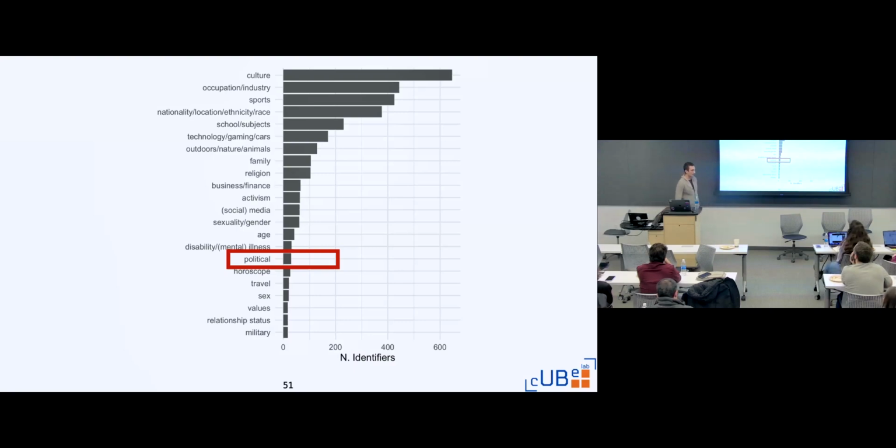I have thoughts on whether or not that's the case, but I think nonetheless, at least only a very small subset of our population had any sort of explicitly political identifiers. I think it was 99.6% did not. Question? Did you do clustering on these identities?